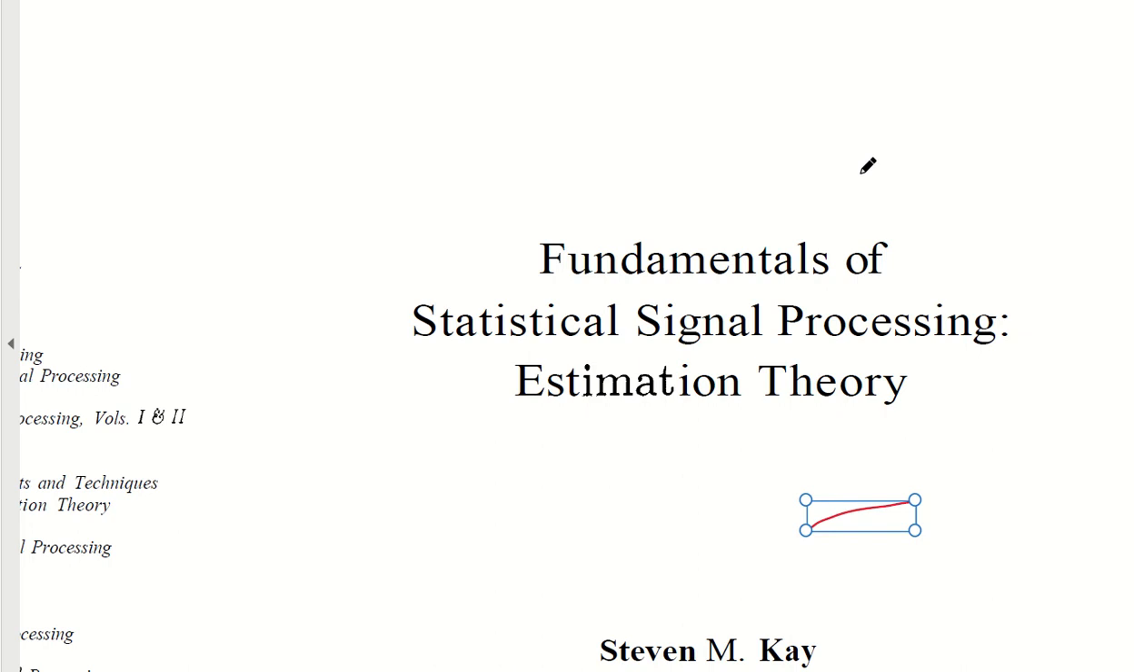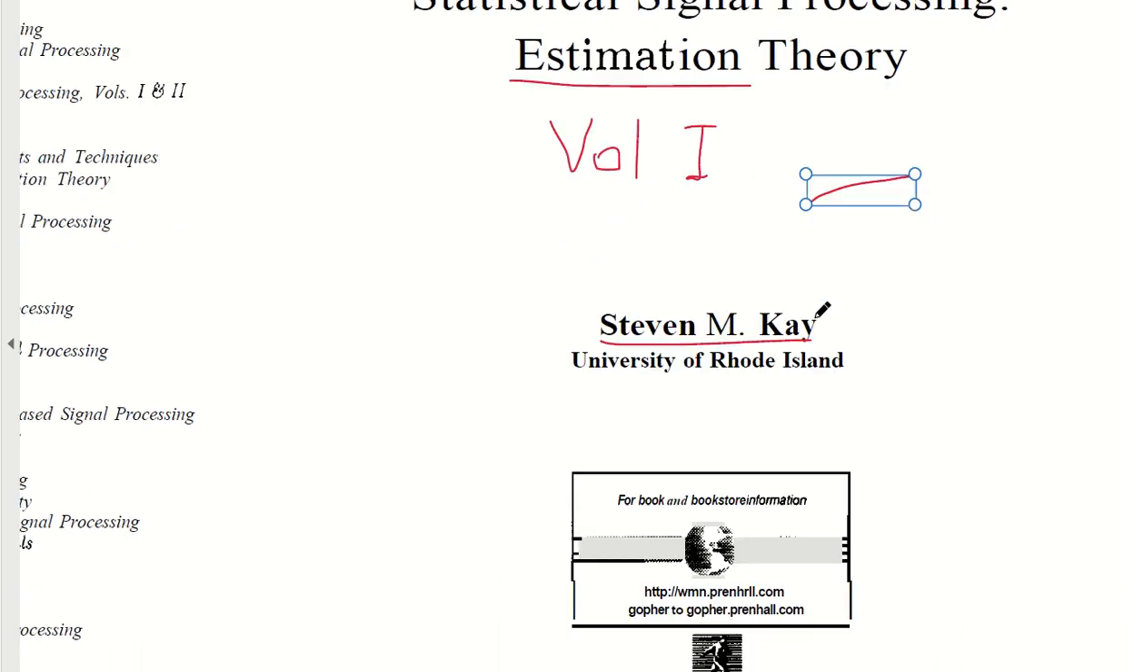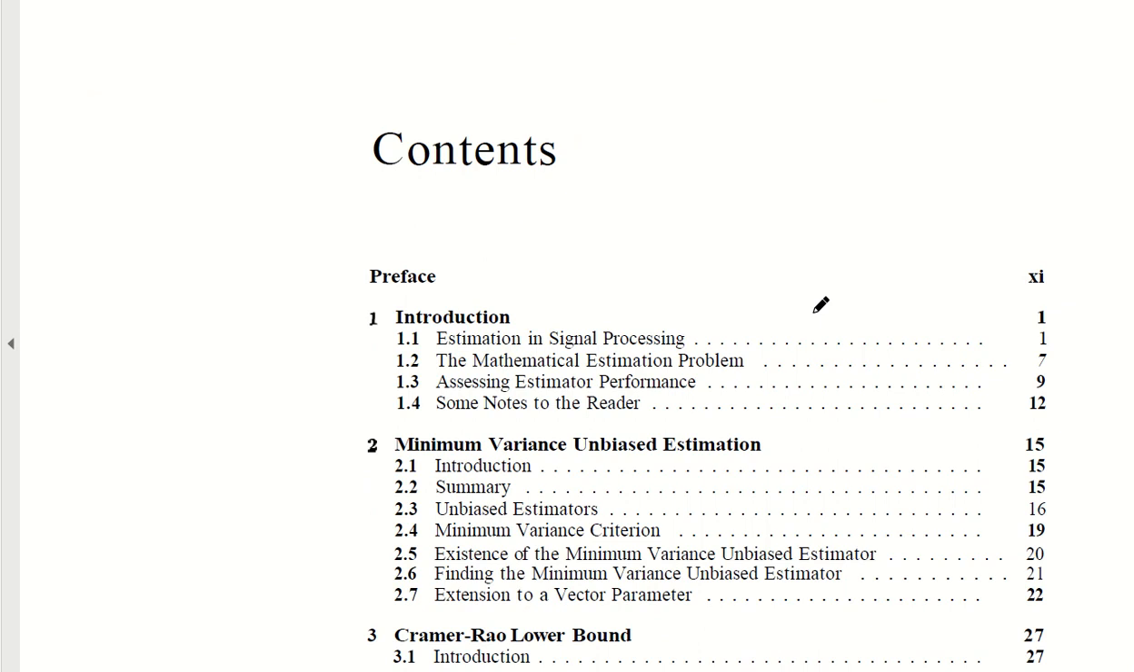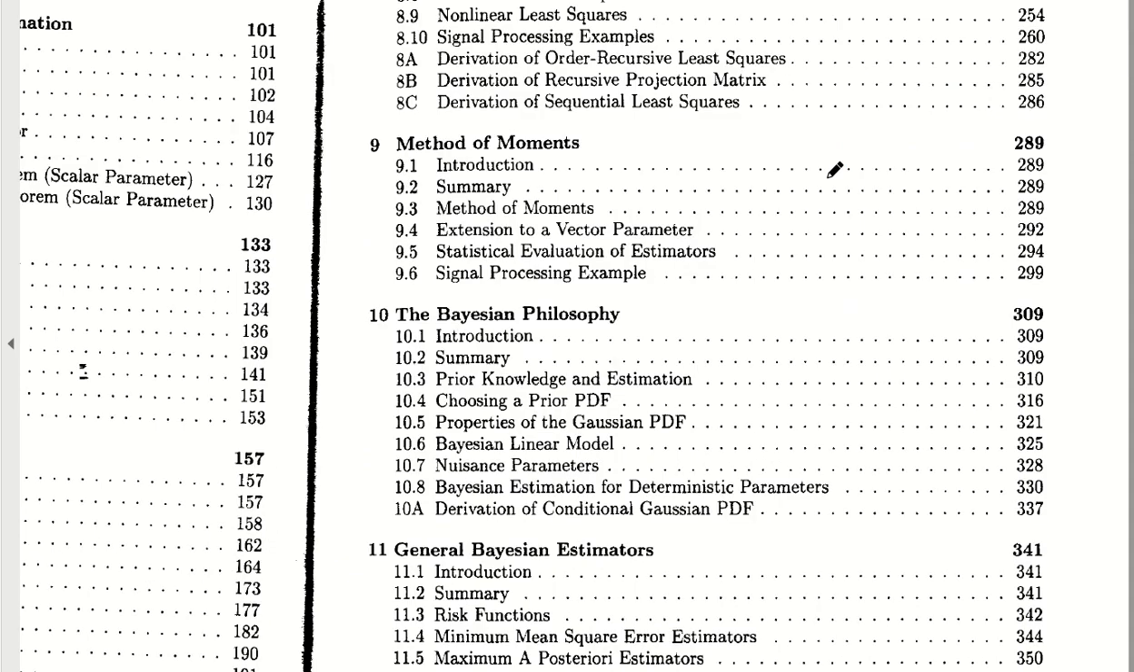Okay, so we start our session. We're starting at the Stephen Kay textbook, volume one, estimation theory. We have talked about detection theory. Now we move to estimation, and we are going to start at chapter one.